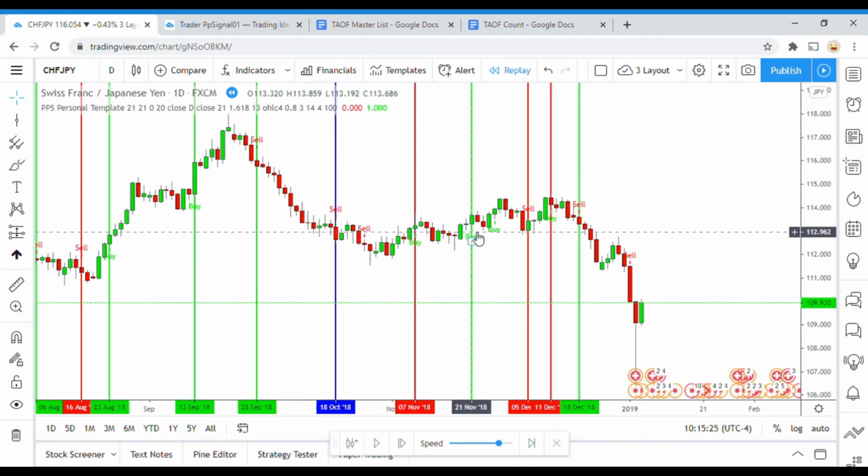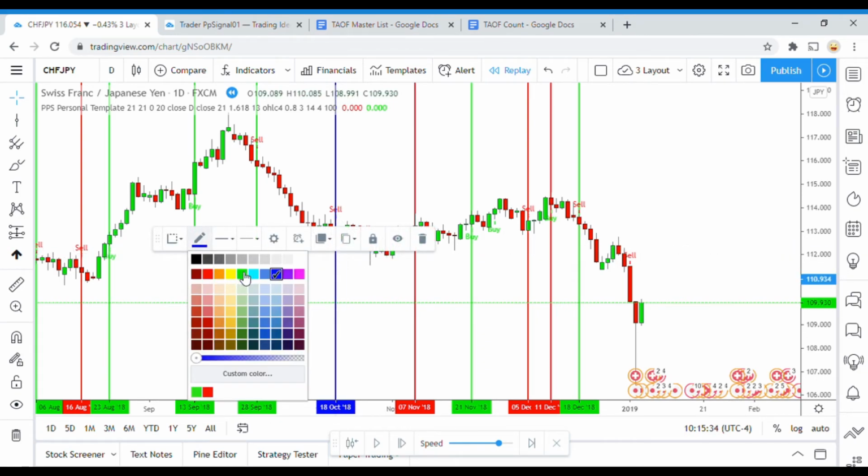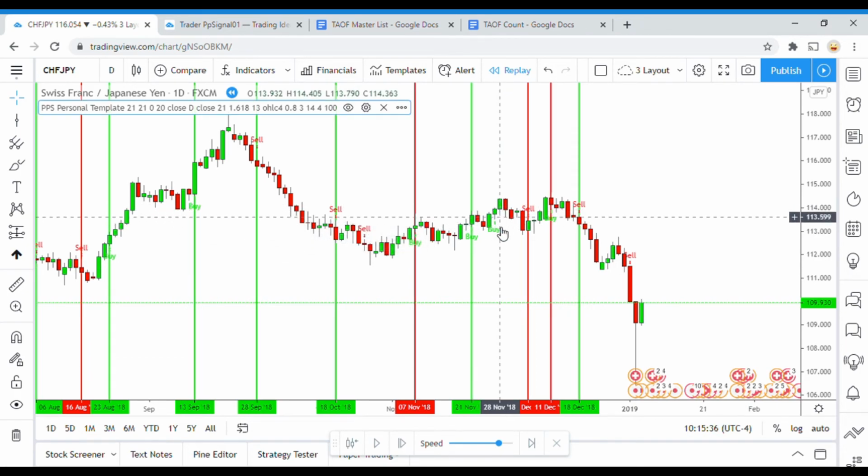And so if you see instances where I skipped over signals, that is why I did that. And you can see that on a few. You can see that right here as well. I did the same thing.